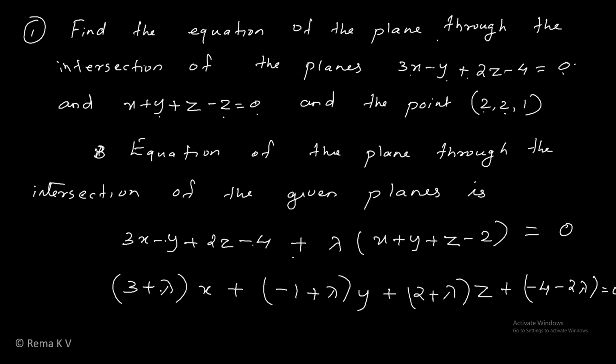Okay, see now this is the equation of the plane passing through the intersection of these two planes, and it is given that the plane passes through the point 2, 2, 1. That means this equation satisfies the values of x, y and z as 2, 2, 1. Substitute x as 2, y as 2 and z as 1 and get the value of lambda.